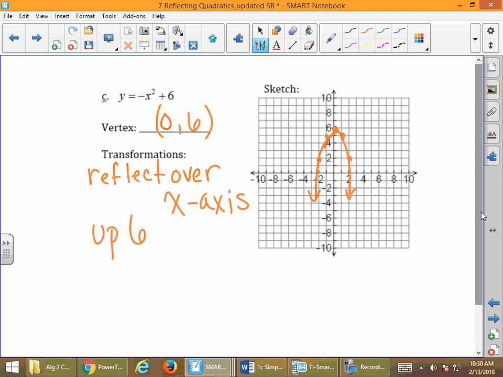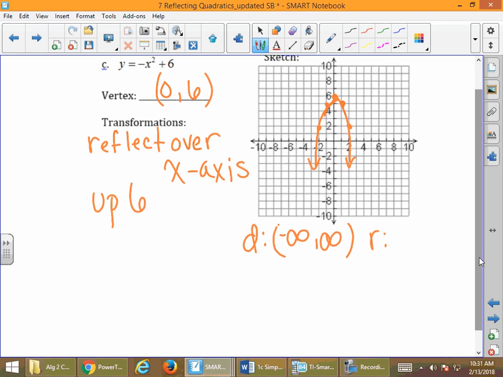Again, it's not asking for this on the paper, but what's the domain of this function? And the domain of this function is all reals again. Our negative infinity to infinity. Our range is not.